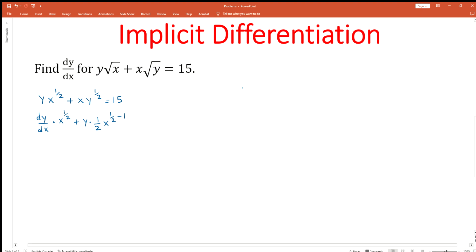Now we can find the derivative of the second term, x times y to the power half. This term is made up of two functions, x and y to the power half, and they are being multiplied. So we have to use product rule to find the derivative of this term. As per the product rule, we start with the derivative of the first function x. The derivative of x with respect to x is 1 times the second function y to the power half plus the first function x times the derivative of the second function y to the power half.